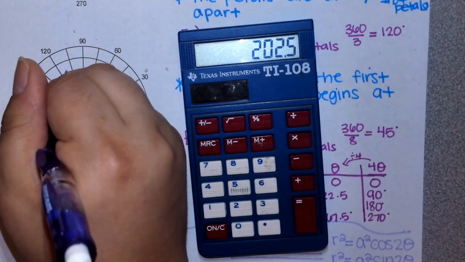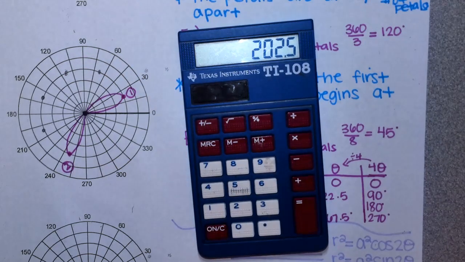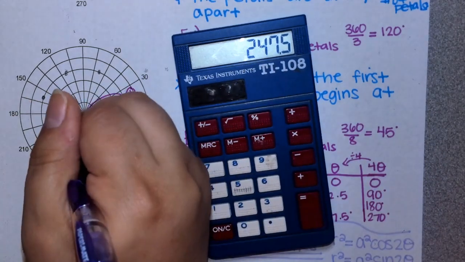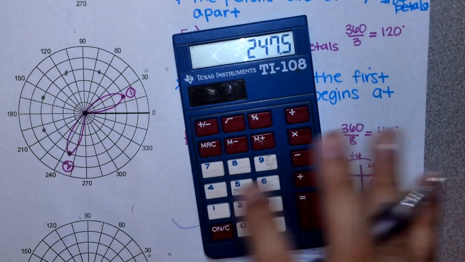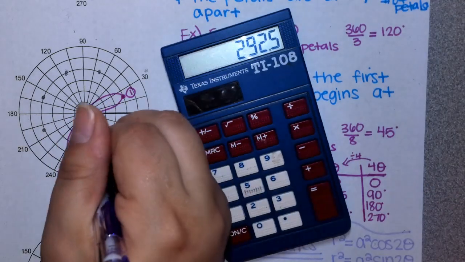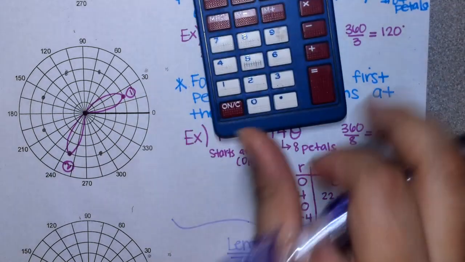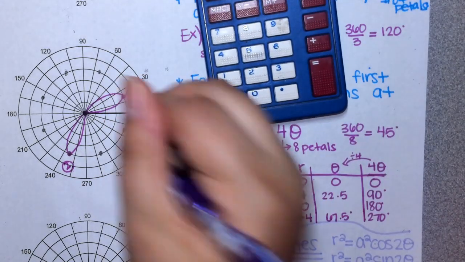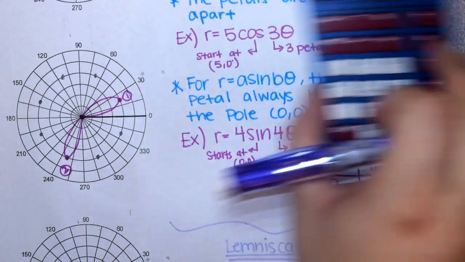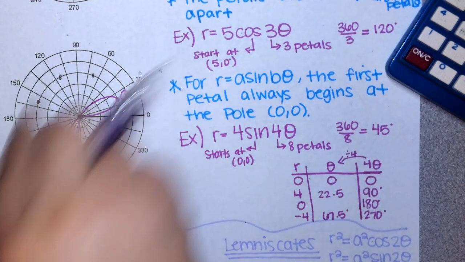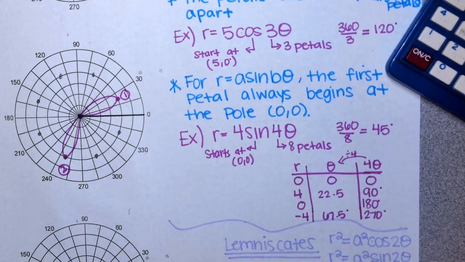At 202.5, 247.5, which is that one that we already did, 292.5, and 337.5. If you don't know how to order the petals, do you at least know where they all are?